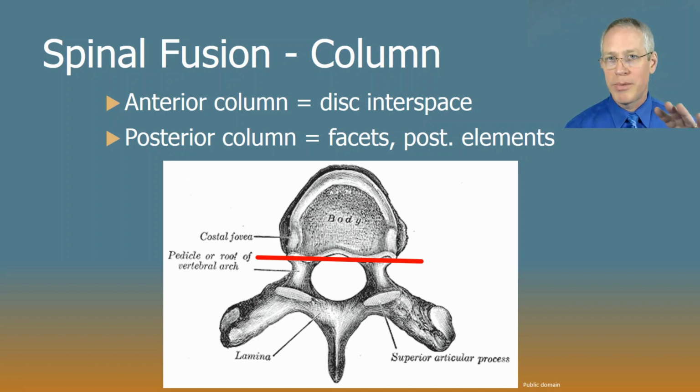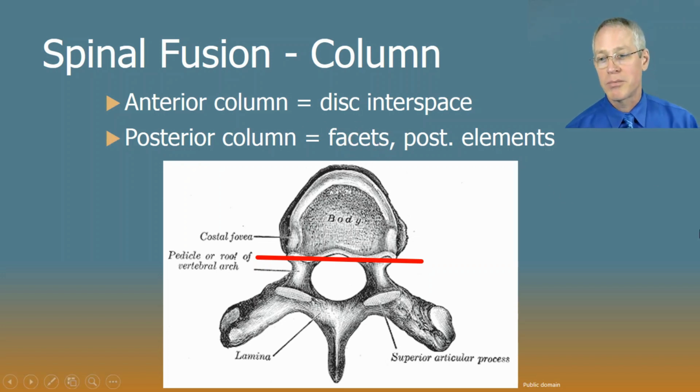So for the region, that part's easy. I'm sure you've got that down. Now we'll look at the columns being fused. So the anterior column fusion is the disc interspace. That's the joint that's being fused. Remember, a spinal fusion is fusion of a joint in every case. So anterior column is the disc interspace, is the joint being fused. And then the posterior column fusion is fusion of the facet joints.